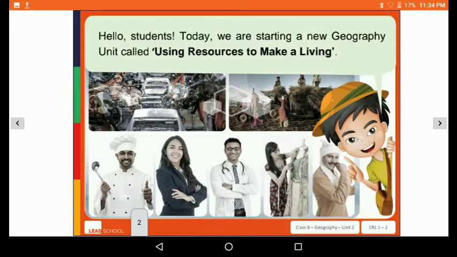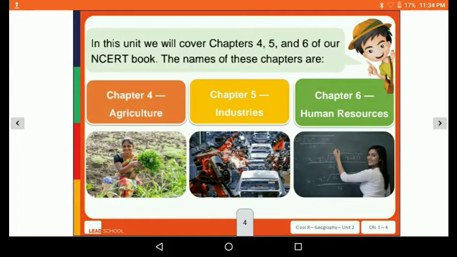So students, we will revise today Unit 5 of Geography, which is using resource to make a living. In this unit we will be studying 3 chapters. First is agriculture, second is industries and third one is human resource.